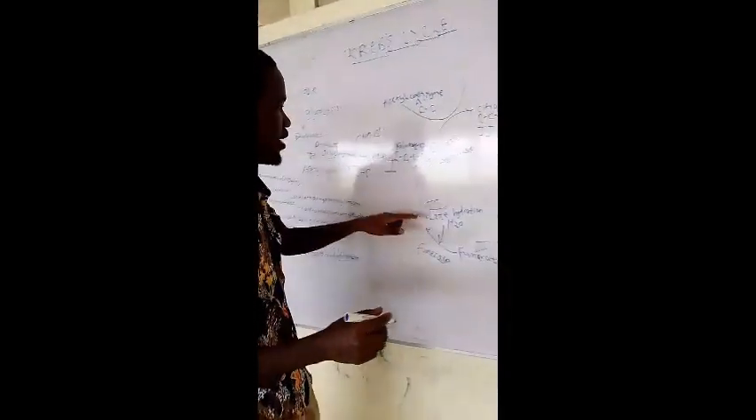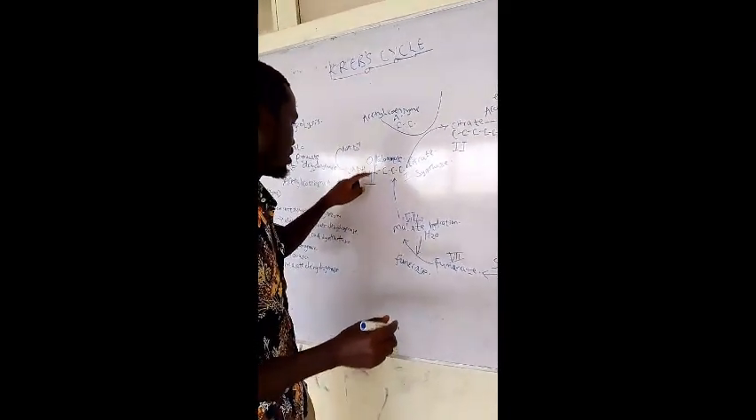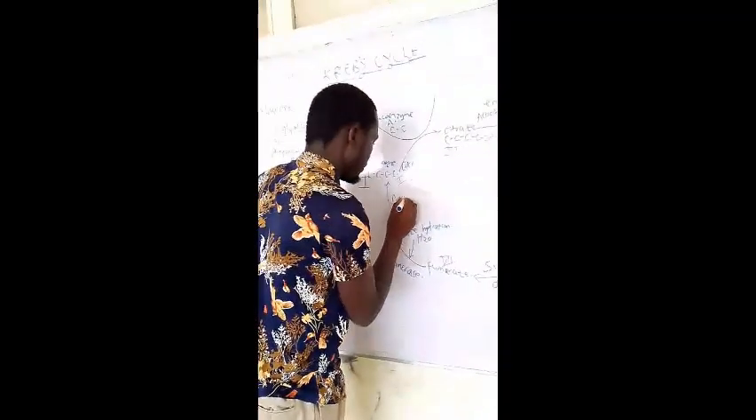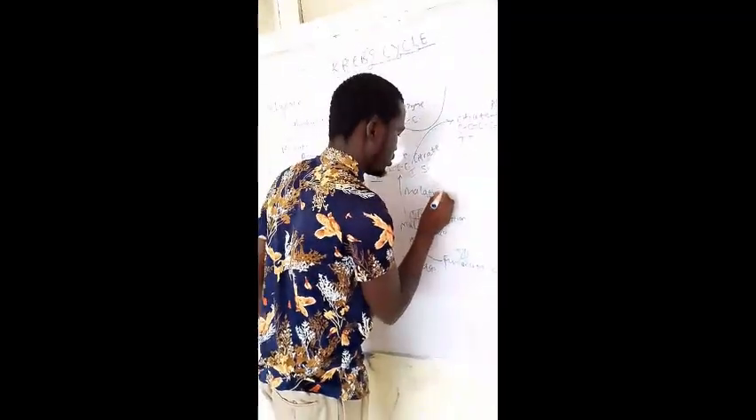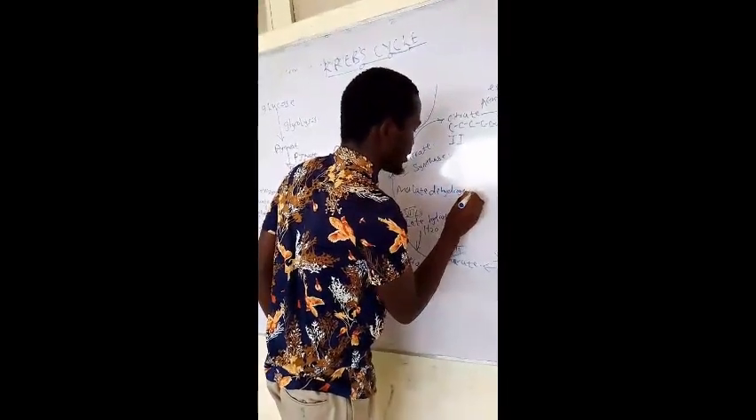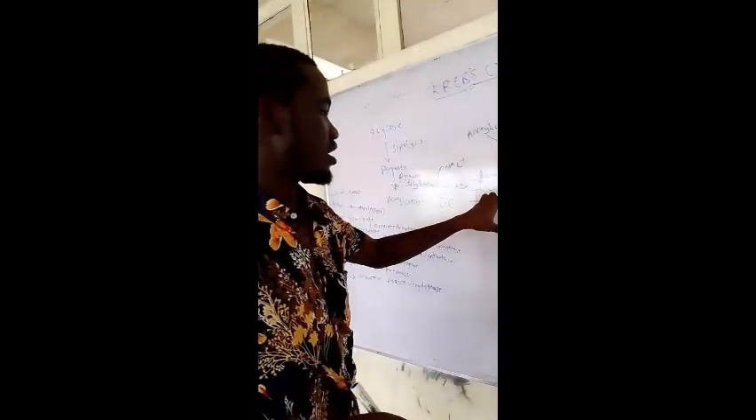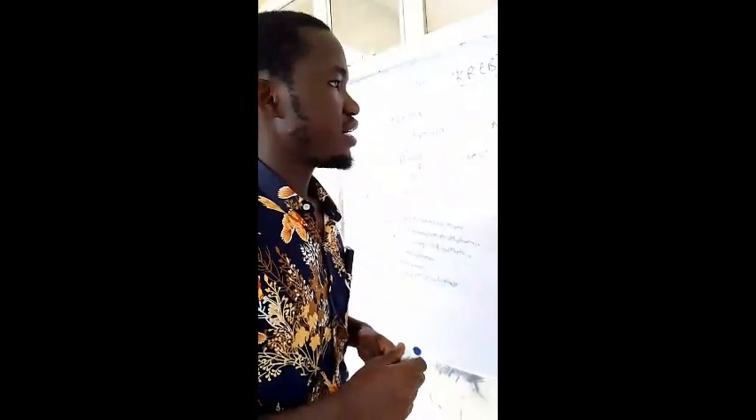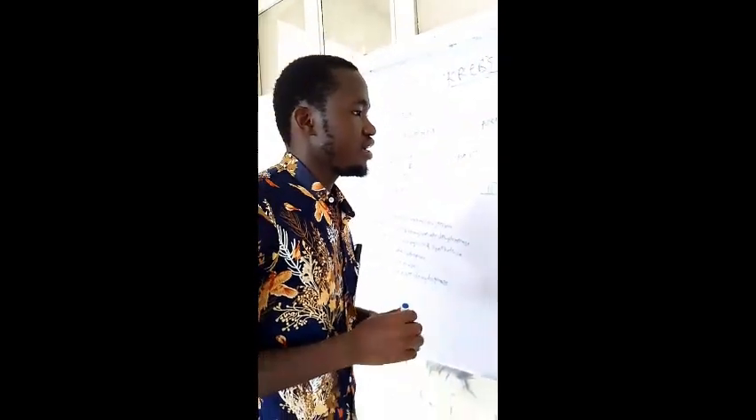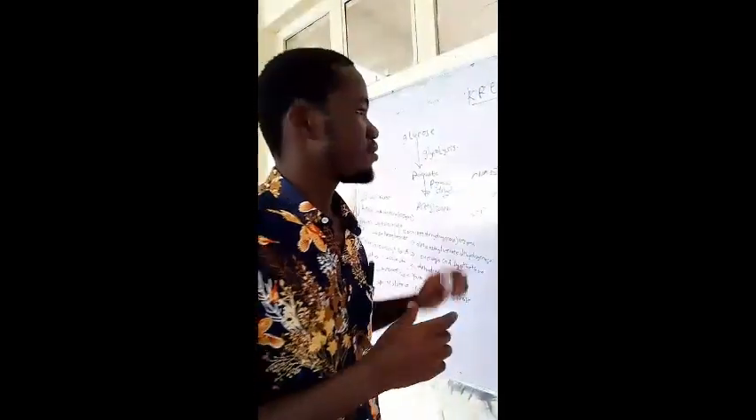And from malate to oxaloacetate is called the malate dehydrogenase. And this is the overview of the enzyme. And something I want us to learn that will help us in quick analysis of the Krebs cycle.